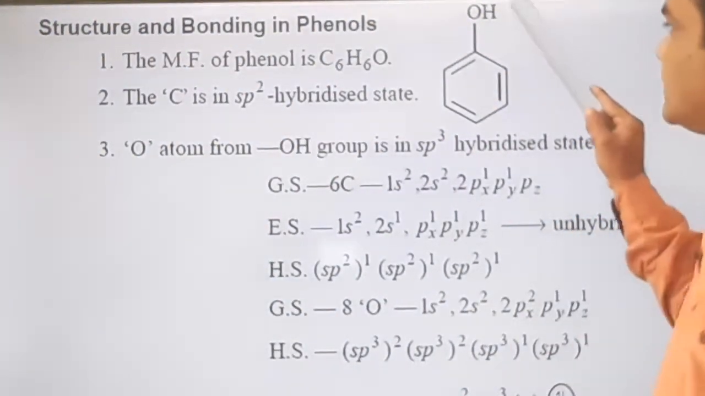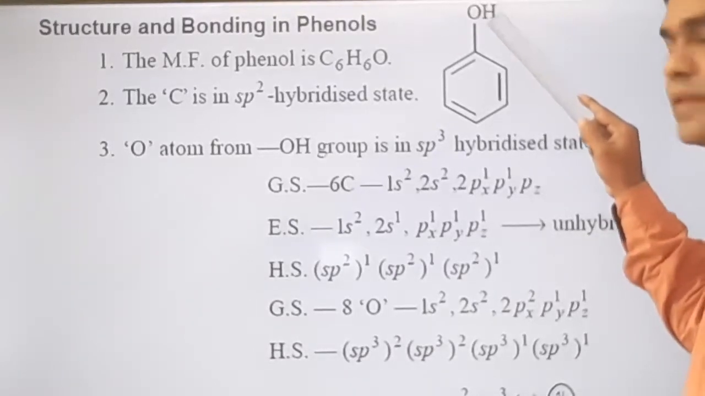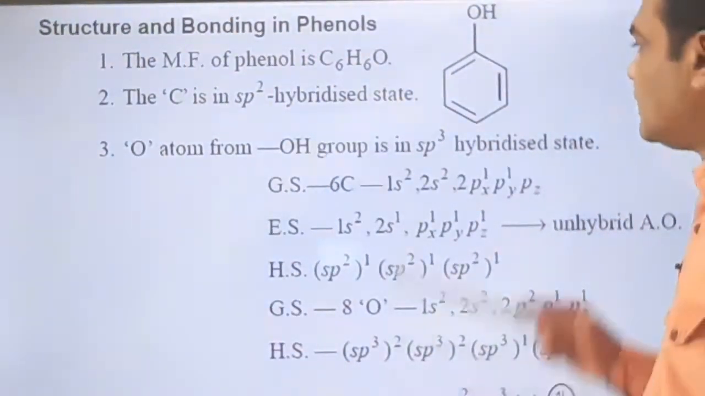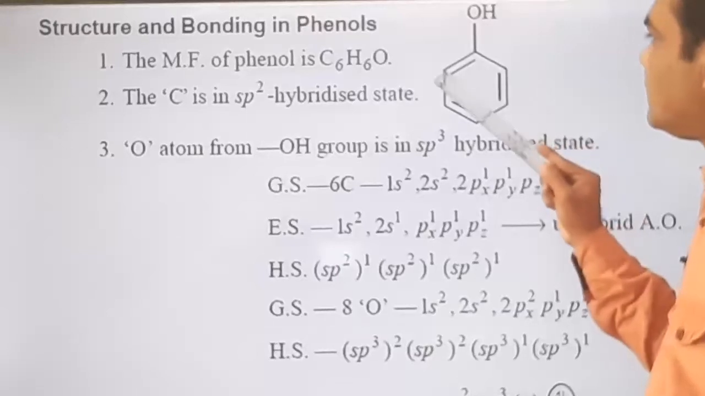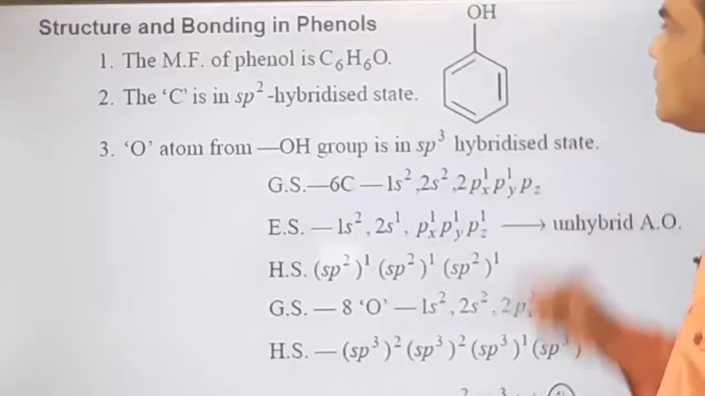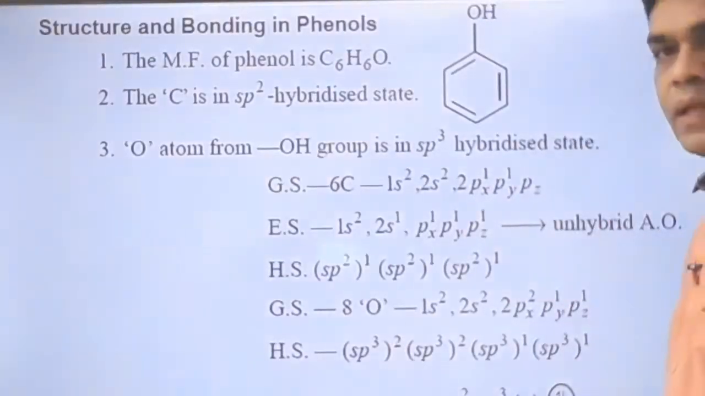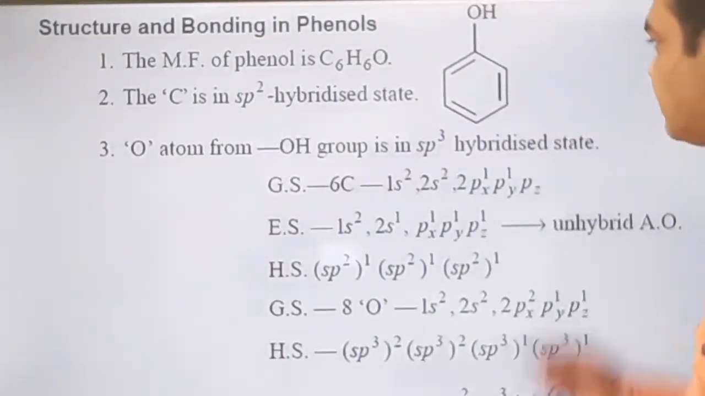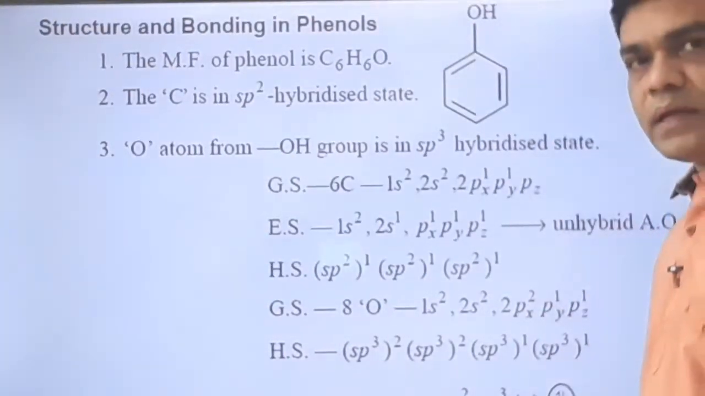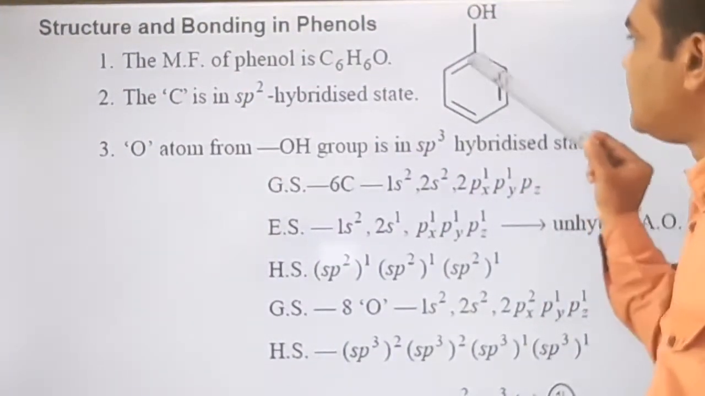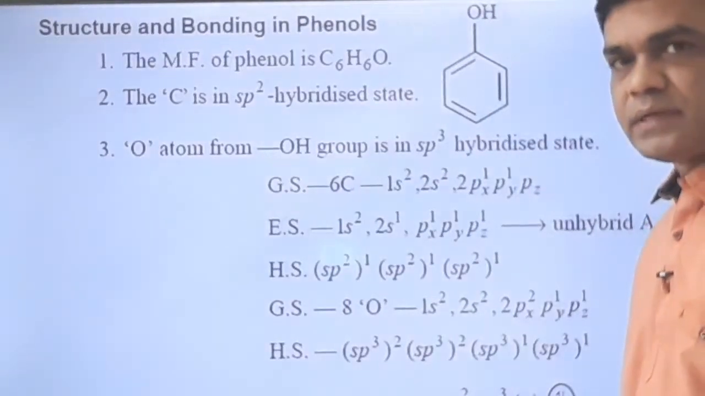This is the structure of phenol, and what is the molecular formula of phenol? C6H6O. 6 carbons, 6 hydrogens, and 1 oxygen. What is the hybridization state of carbon in the phenyl ring? sp2. All the 6 carbon atoms in phenol are sp2 hybridized.